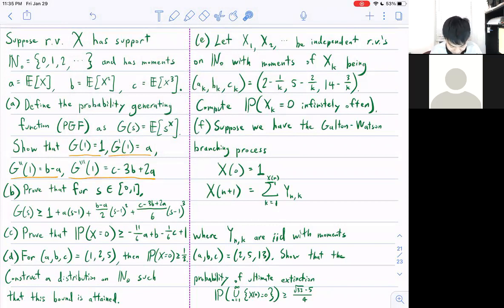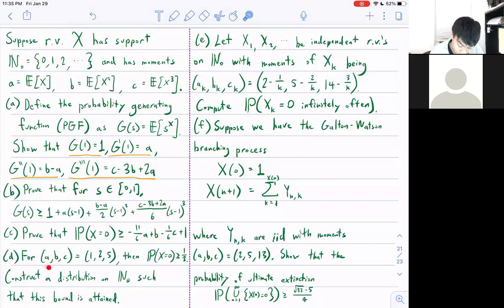The third problem asks to prove that the probability that our random variable equals 0 satisfies this inequality: negative 11/6 a plus b minus 1/6 c plus 1. This seems to be a bit out of nowhere. But going back to the idea that probability generating functions generate probabilities, somehow you would presumably use the second expression here to prove this.